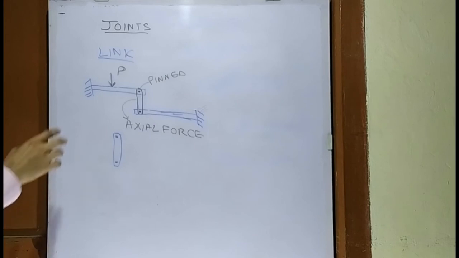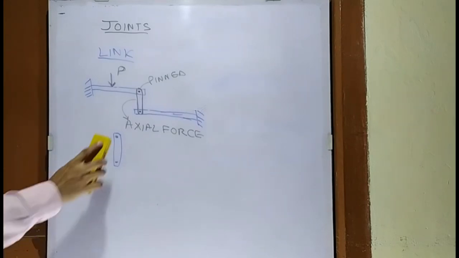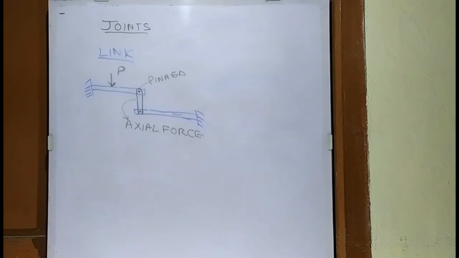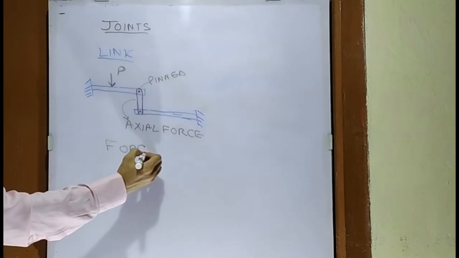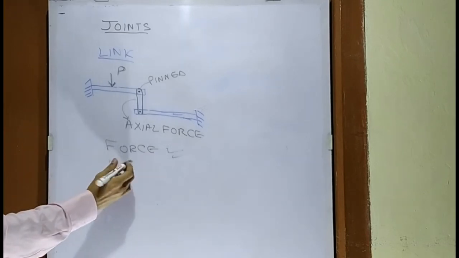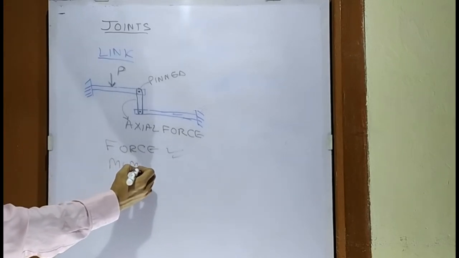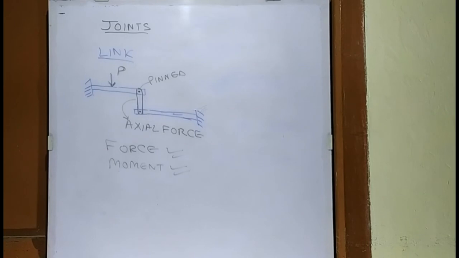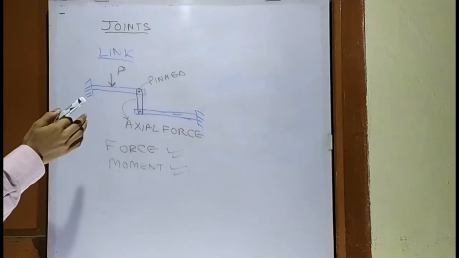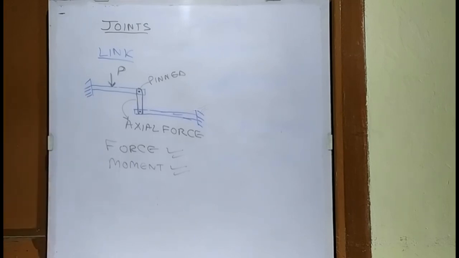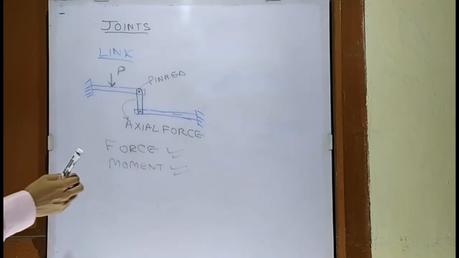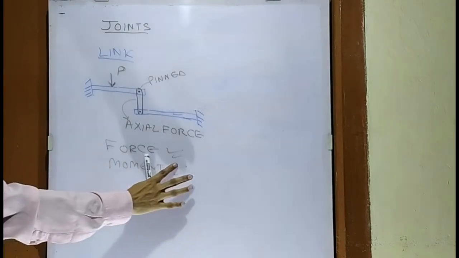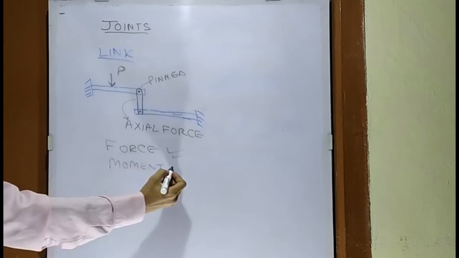So what have we learned from this? We have learned that a link will only transfer force. It will not transfer moment, which is the same case as our internal roller, because we have seen that the internal roller also cannot transfer any moment, it can only transfer axial force. So this is also what we have seen in our link joint. A link joint can only transfer force, but it cannot transfer any moment. So moment will be 0.